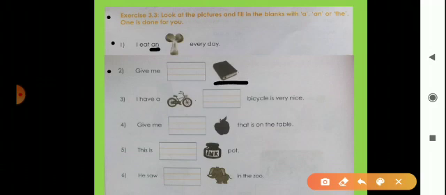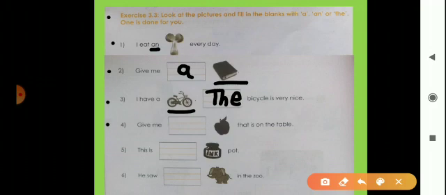Then second is give me dash dash. What is this? This is a book. And book starts from B, and it's a consonant. So write a. Okay. Then third is I have a bicycle. Bicycle is very nice. Now here is a fill in the blank before bicycle. Now we will tell something about the bicycle again. And when we talk about one thing again, that time we use the. Okay.